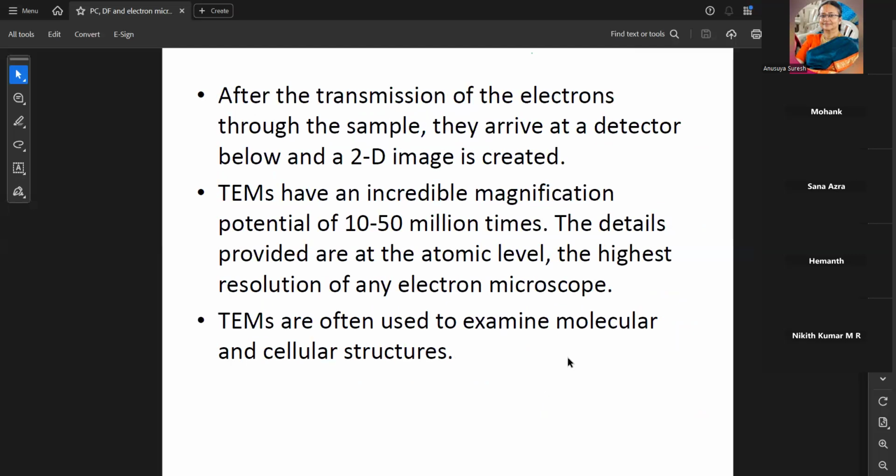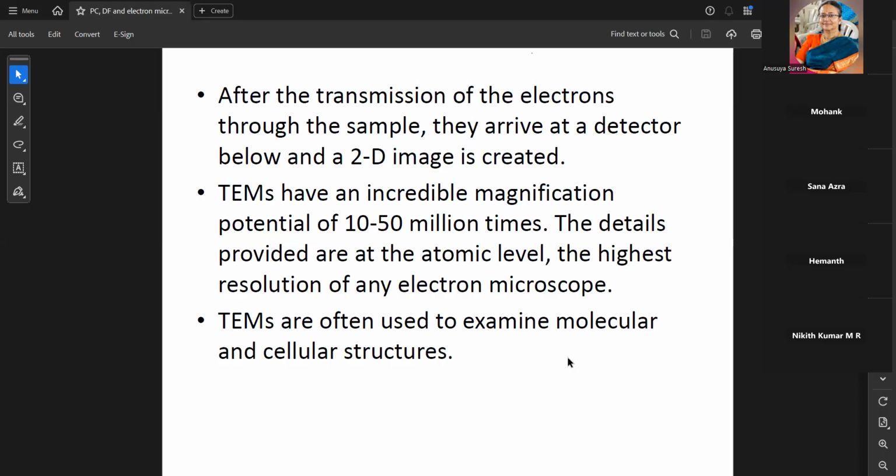After the electrons get transmitted, in the case of SEM, we said that electrons are falling on the sample, but they are moving backward, they are scattered. Here, we are not bothered about the scattering, we are seeing the transmission through the sample. And therefore, the detector is below the sample. So the electrons get transmitted based on the density of the sample; there will be less transmission or more transmission. And the image which is produced in the case of TEM is a two-dimensional image. So we have a 2D image which is created. In SEM, we said a 3D image is created. Here we are saying a 2D image is created.